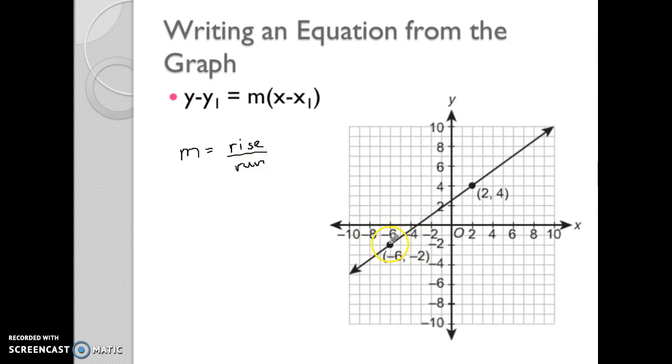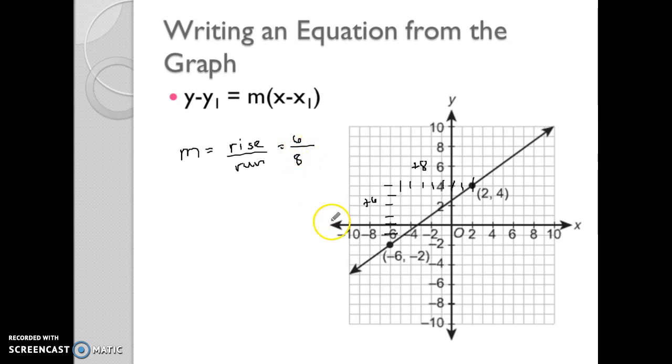So between these 2 points, if I start at this point and I count up until I'm in line with this point, that's 1, 2, 3, 4, 5, 6. So we had a rise of 6. And then a run starting here, 1, 2, 3, 4, 5, 6, 7, 8. So we had a run of a positive 8.